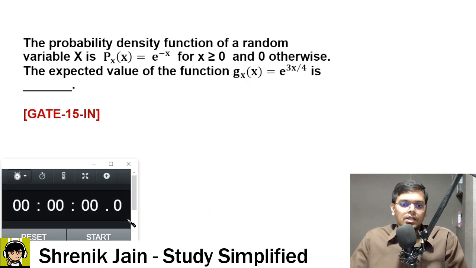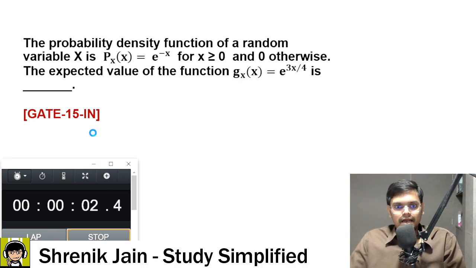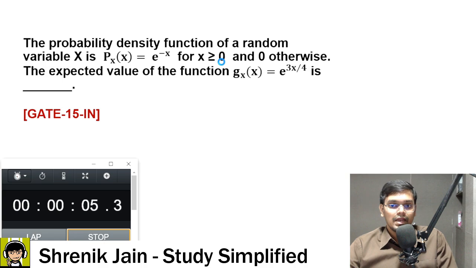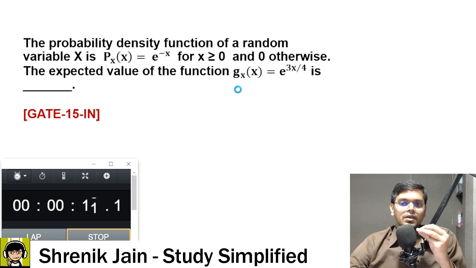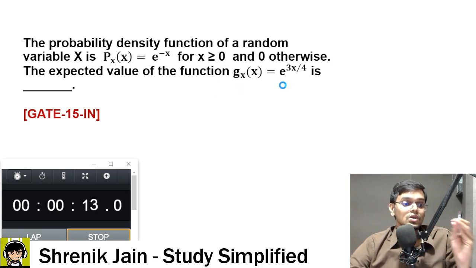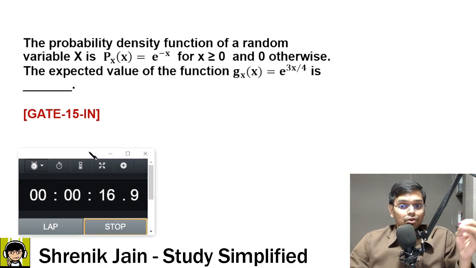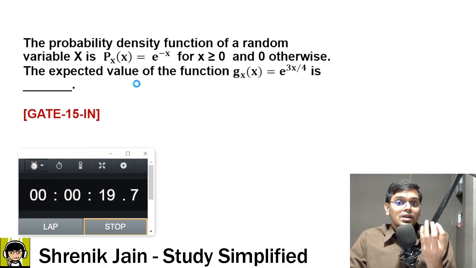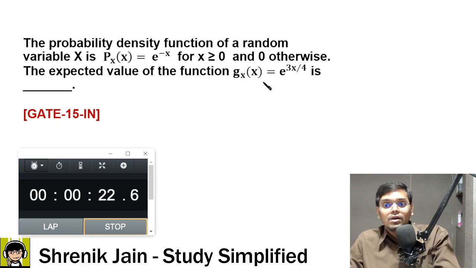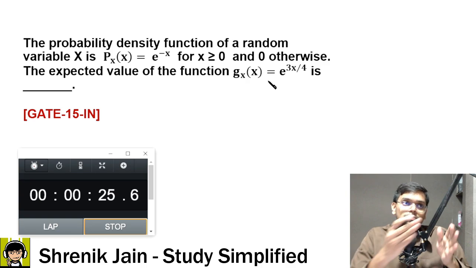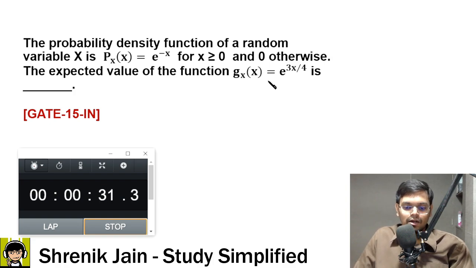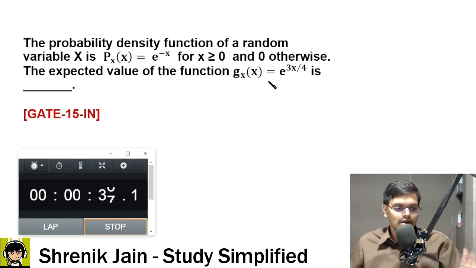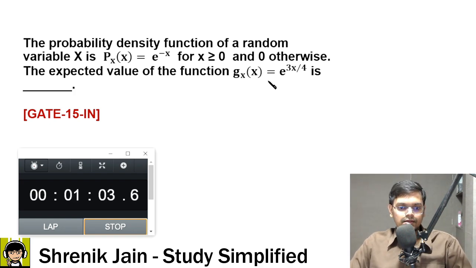The question is: the probability density function of a random variable x is given as this PDF, when x is greater than or equal to 0, and 0 otherwise. The expected value of the function g of x, which is like this, is what? They don't need the expectation of random variable x. They need the expectation of a function in terms of x. So, expectation of a function of random variable x. Sir, I have studied this kind of concept from you in the previous classes, so I remember. Come on, if you remember, this can be solved in 1 minute 30 seconds. Tell me guys, what is the answer?